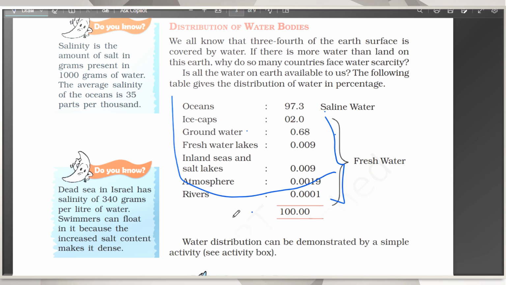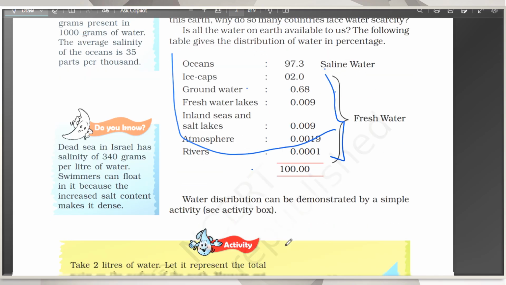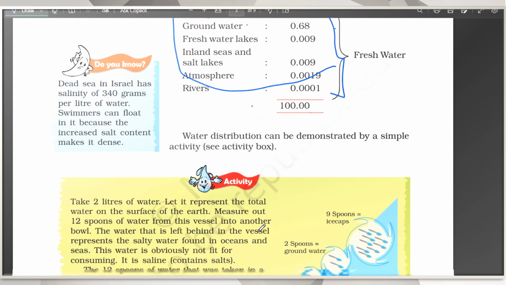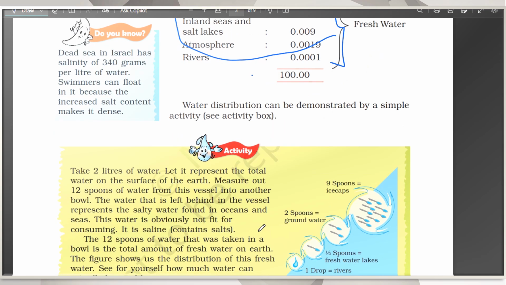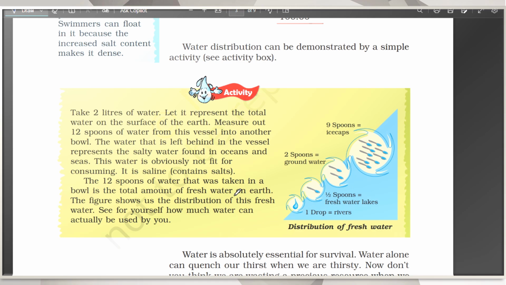Now we know this is the distribution of water, but they have also given one activity so that you will understand the water distribution better. You can read this activity by pausing the video.